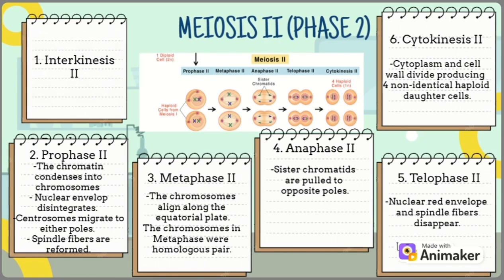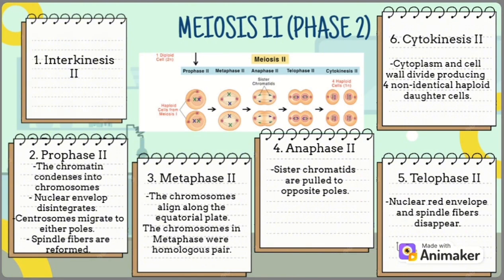Meiosis II, interkinesis 2. Prophase 2, the chromatids condense into chromosomes, the nuclear envelope disintegrates, centrosomes migrate to opposite poles, and spindle fibers are reformed. Metaphase 2, the chromosomes align at the equatorial plate. The chromosomes in the metaphase were homologous pairs.